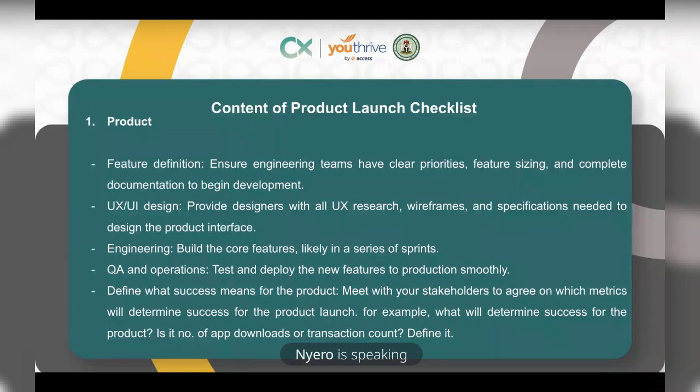So now you've built a product that meets user needs. You need to define the metric that will ensure that your product is meeting these user needs and business goals as well. So you meet with your stakeholders. What are the things that we want to track? What is the definition of success for this product, right?